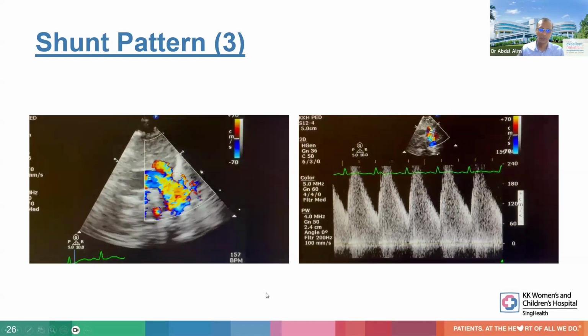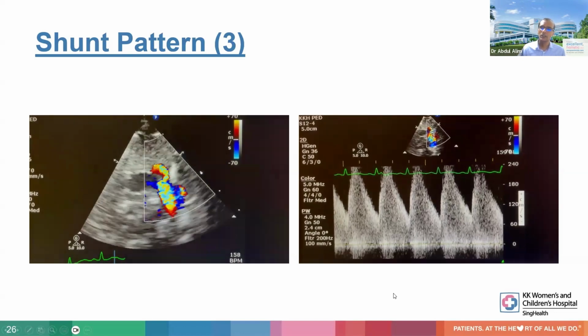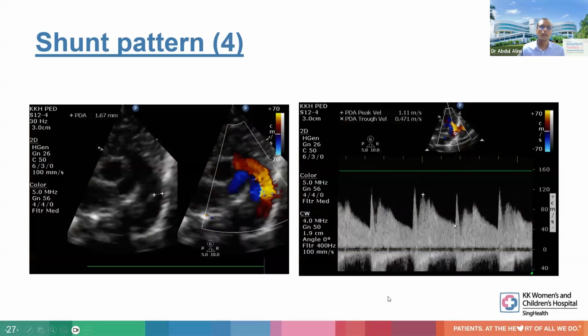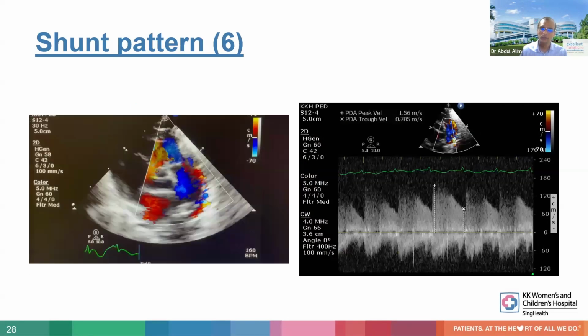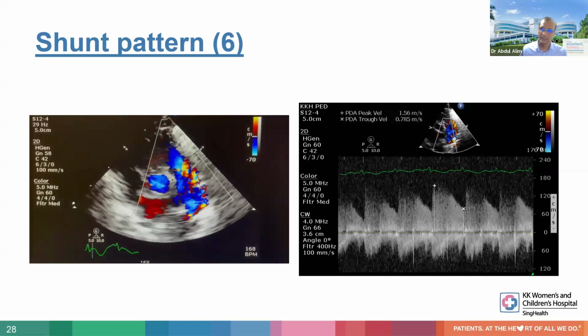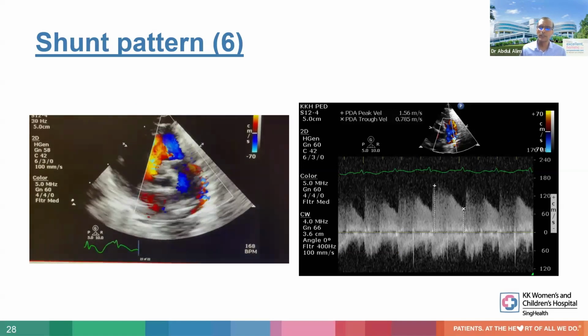Okay, so that's a large PDA with a shunt. There's another one, again a large PDA with the peak and trough velocity. So the duct comes in different sizes and shapes, as I said earlier. And we talked about ductal size, the shunt pattern, as well as the PDA peak velocity and trough velocity. Okay, so different examples. That's a different shunt pattern.